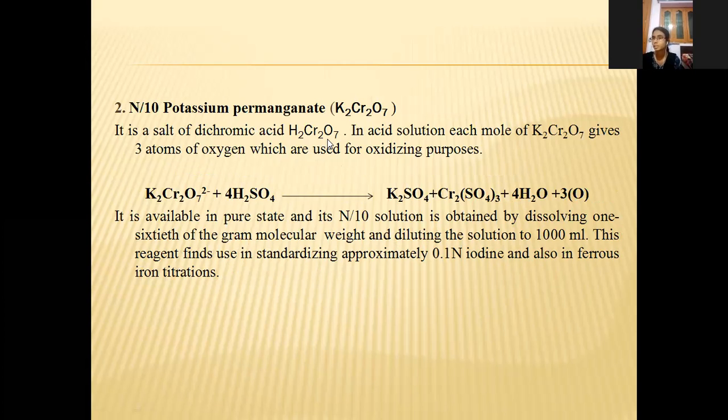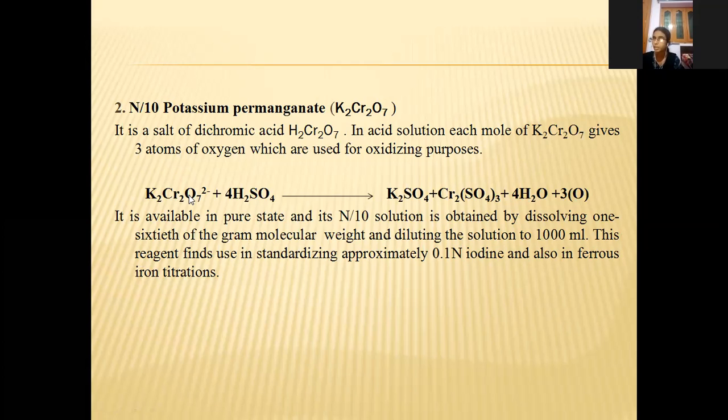H2Cr2O7 is dichromic acid. In acidic solution, each mole of potassium dichromate provides 3 atoms of oxygen, which are used for the oxidation process. In this reaction, K2Cr2O7 is potassium dichromate.